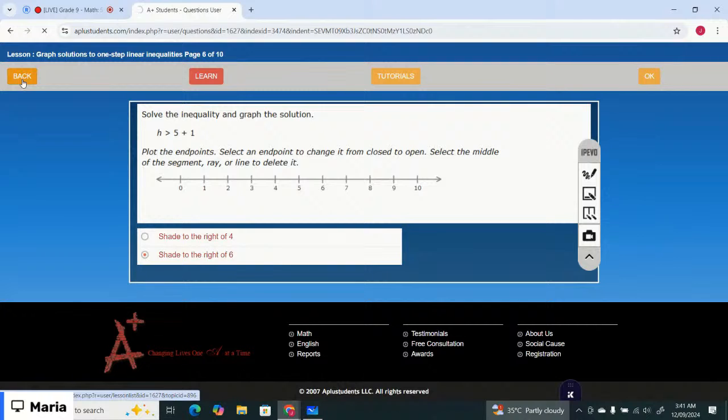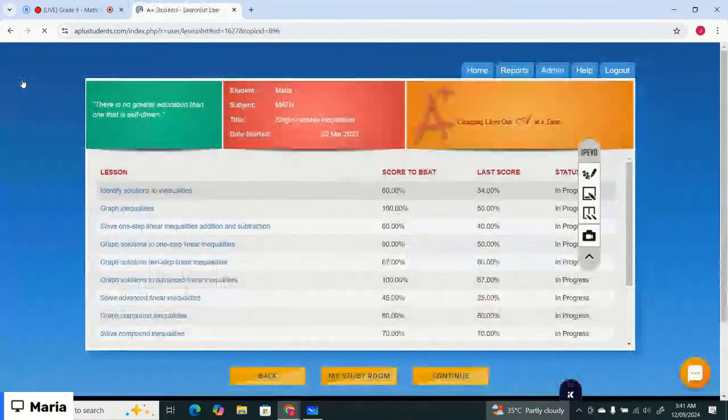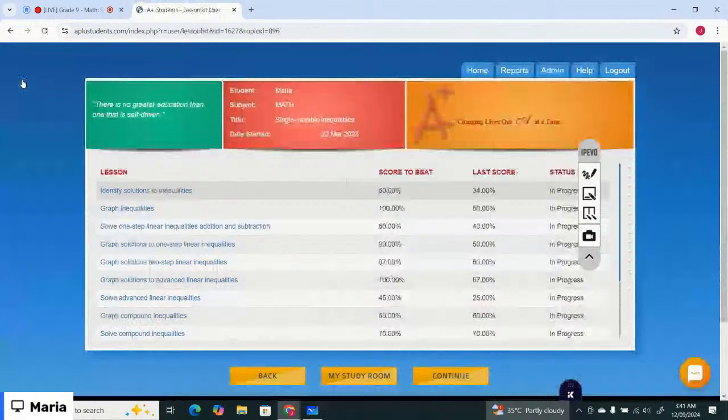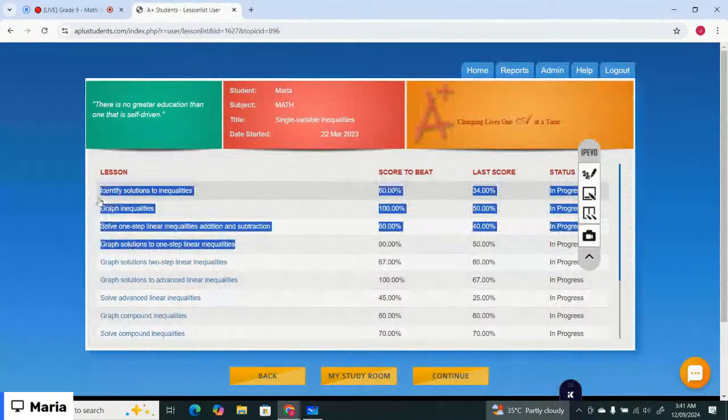So we were working on grade 6, grade 9 math. The chapter we were working on is single variable inequalities, and the lessons we have covered today are identify solutions to inequalities, graph inequalities, solve one-step linear inequalities with addition and subtraction, and graph solutions to one-step linear inequalities. So please make sure before the next session you complete all the practice questions for the lessons we just did. That is your homework until the next session, right?